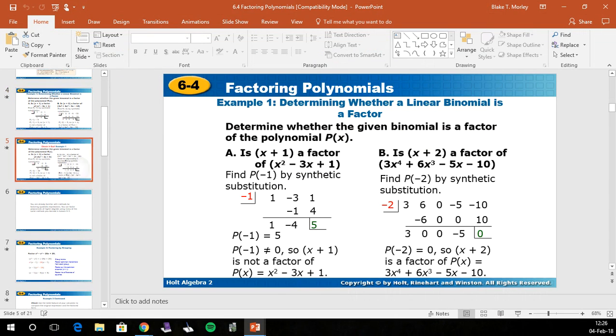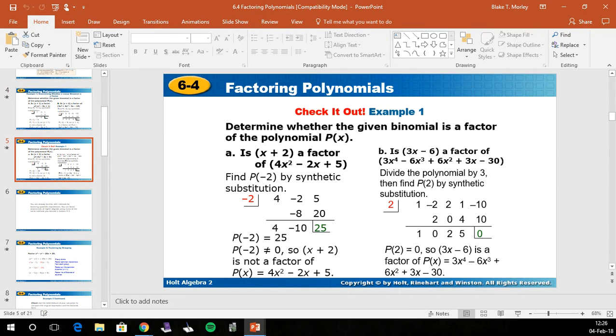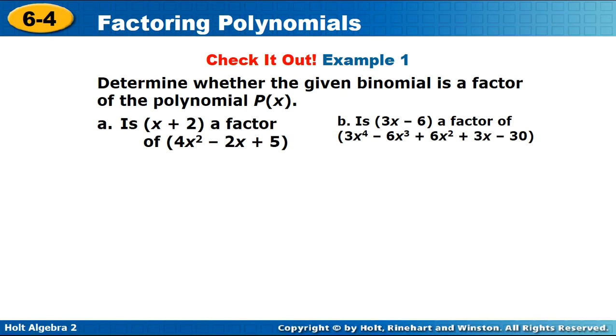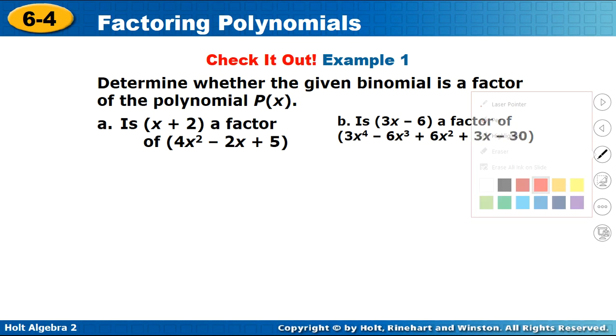And you get the kind of the idea. I think there's one I wanted to show you here. Let me show you the second example on this real quick because it's a bit odd. All right. Is 3x, I'm looking at this one by the way, the one on the right. Is 3x minus 6 a factor of 3x to the 4th minus 6x to the 3rd plus 6x squared plus 3x minus 30?